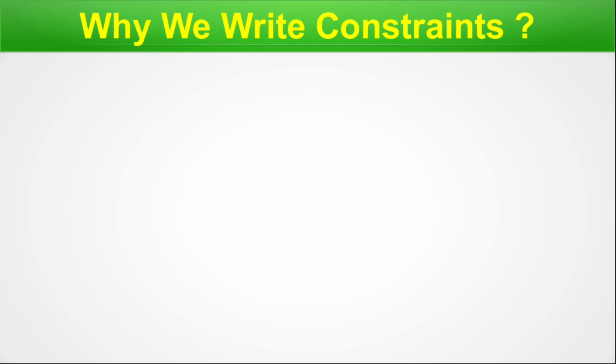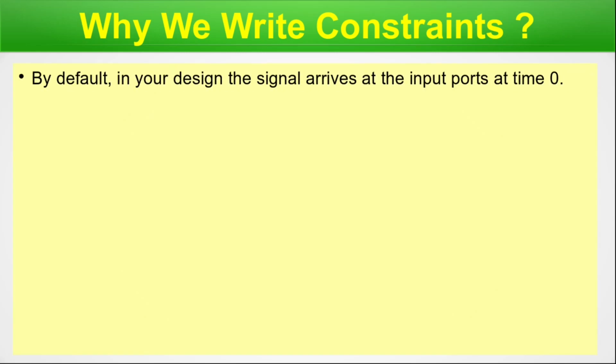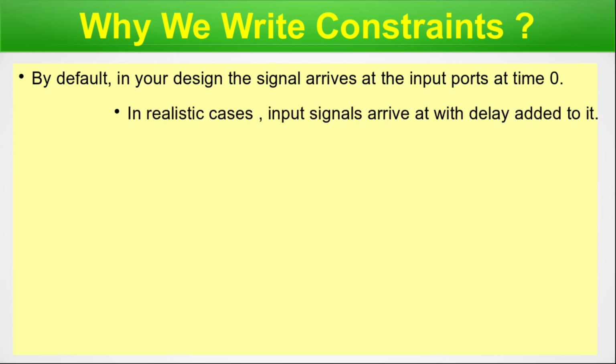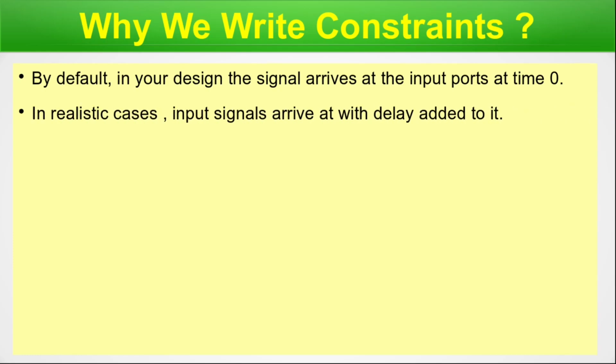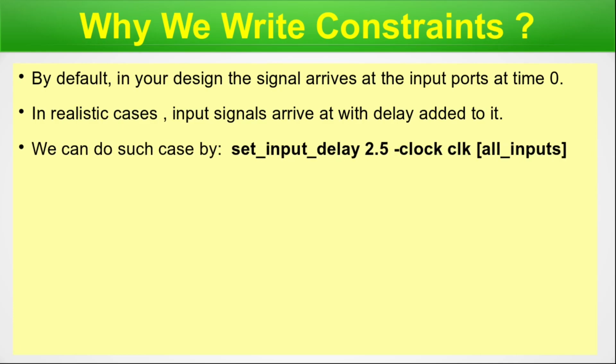Why do we write constraints? Theoretically, I have already explained that the constraints make a realistic boundary for the ideal netlist during the simulation. We do this in bits and pieces. Let me walk you through such cases as an introduction. By default, in your design, the signal arrives at the input port at time equal to 0. In realistic cases, input signals arrive with a delay added to it. We can do such a case by set_input_delay.